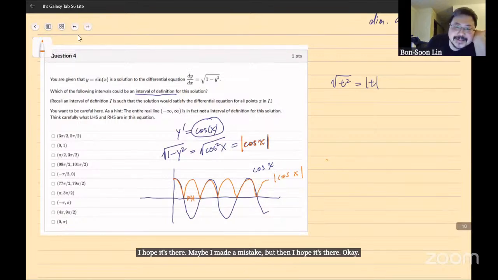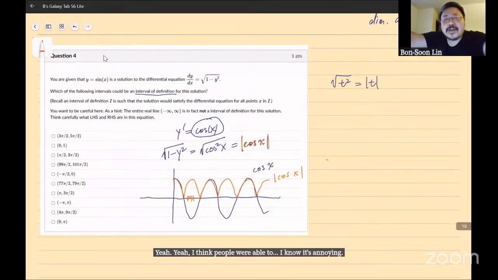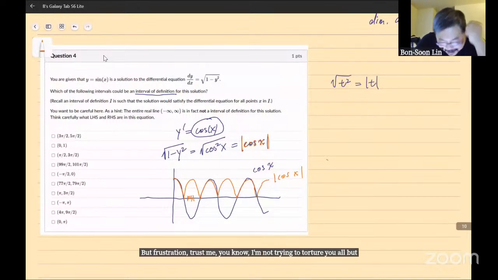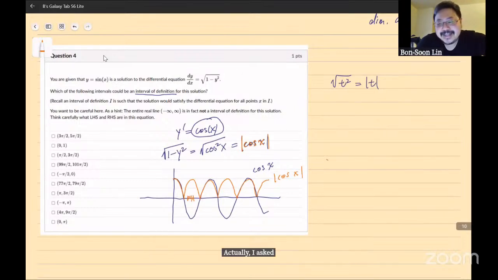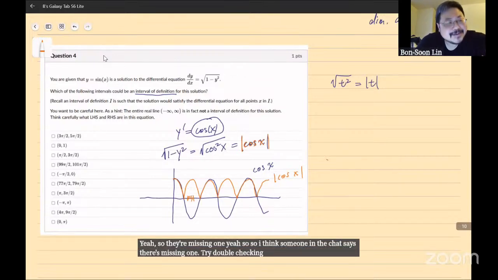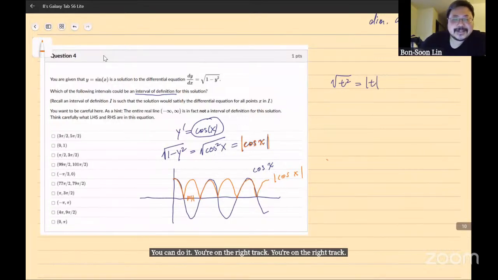Okay, thank you. I know it's annoying, but trust me, I'm not trying to torture you all; that work is going to help you. I asked another student and he told me he found 4 as well. So someone in the chat says there's one missing. Try double checking again. It's there. You're on the right track. Keep going. You got this.